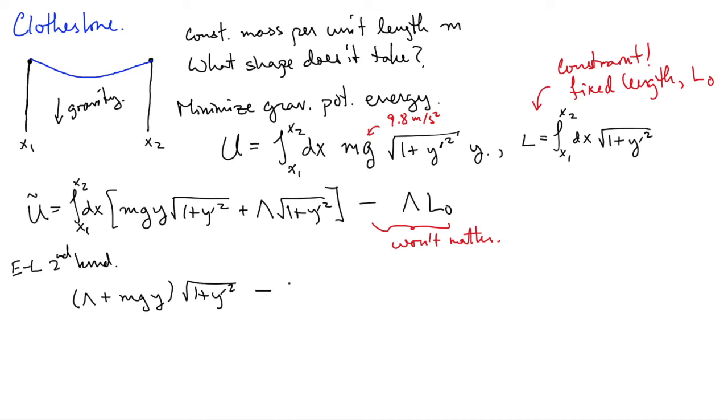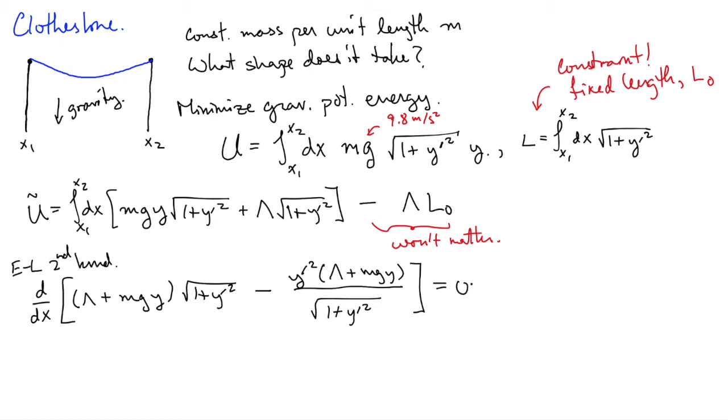Minus y prime squared times lambda plus mgy divided by the square root of 1 plus y prime squared. And this whole thing, d by dx, is 0. Okay? So that's our Euler-Lagrange equation of the second kind.